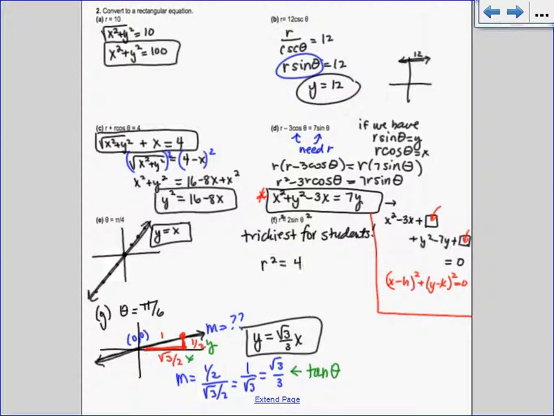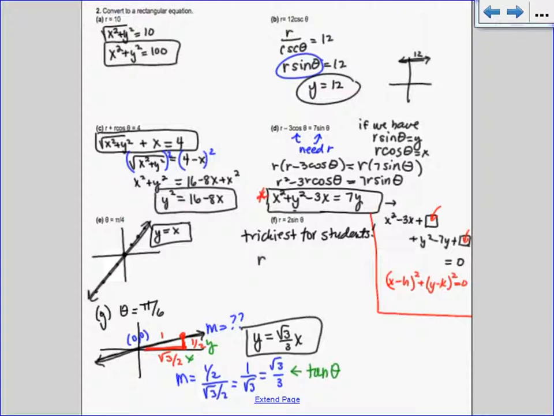Okay, but then that gets them to 4 sine squared theta, and it really doesn't help at all, because you don't have r sine of theta. You can't replace it with y. So I don't want you to square both sides in this situation. I want you to think about another way that you can get r squared.